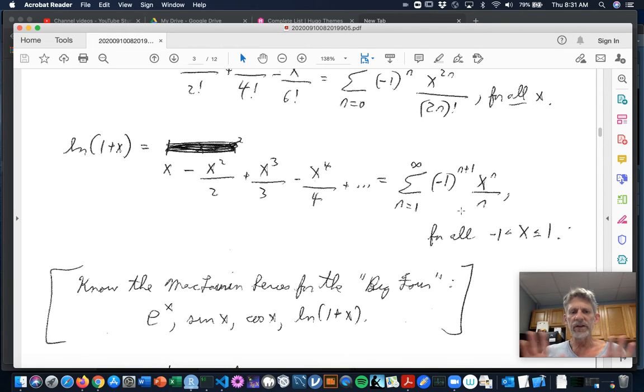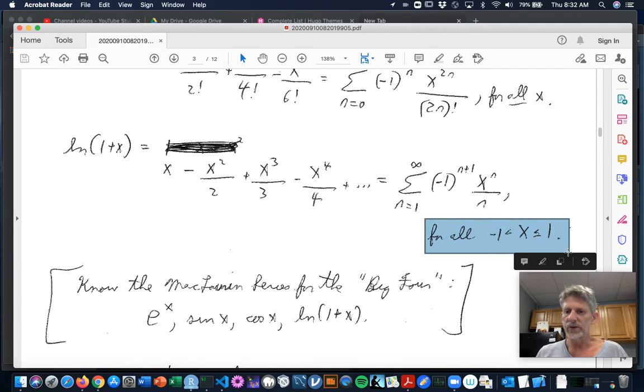Now that one does not converge to log of 1 plus x for all x. For one thing, log of 1 plus x is not defined for some x's. You know, like if x were -2, you'd be looking at log of 1 plus minus 2, that's log of -1, but log of negative numbers is not defined. So you can't expect convergence for all x. But it can be shown that the convergence works for all x that are bigger than -1 and less than or equal to 1.